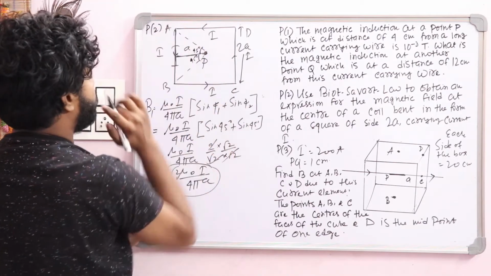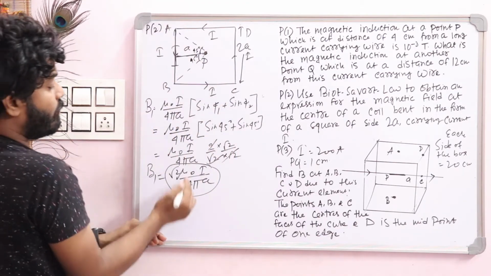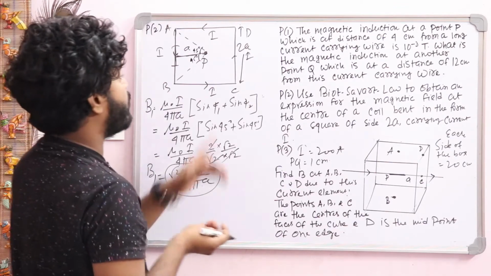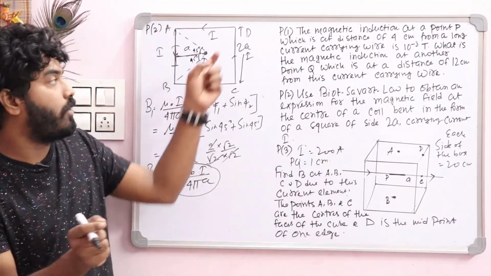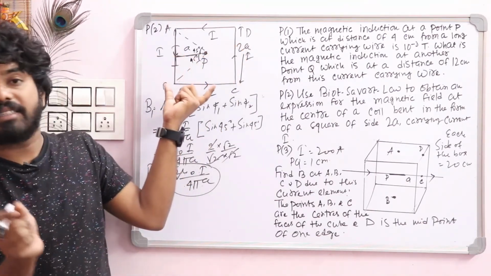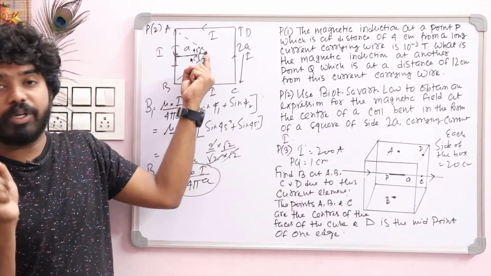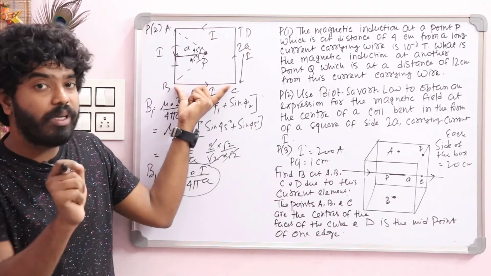For the side AB, the expression of magnetic field, which is named B1, has the value root 2 mu naught I divided by 4 pi a at the center. Now you see each side has the same length, that is 2a, and you have to find out the magnetic field at point P. So for each side the expression of magnetic field will be equal.